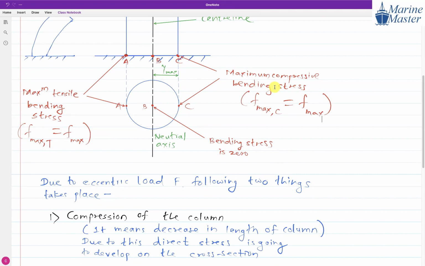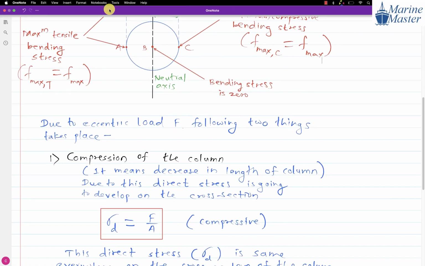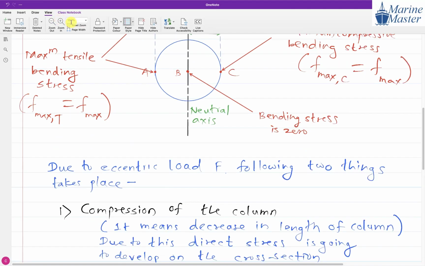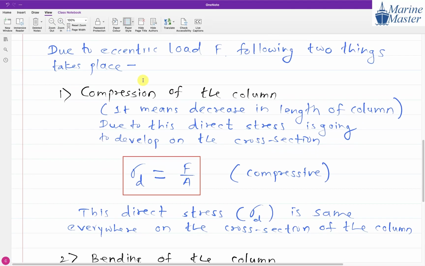Now start writing down these things, everyone. The remaining discussion, guys. Everyone start writing down this discussion.